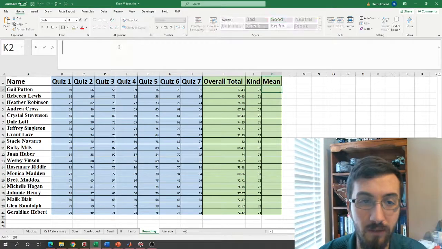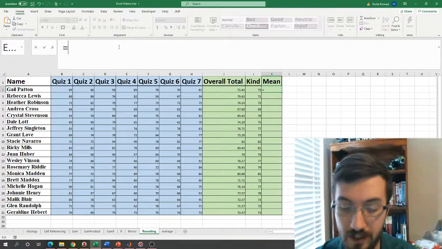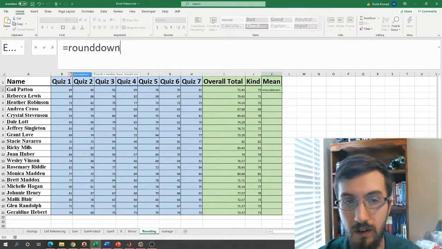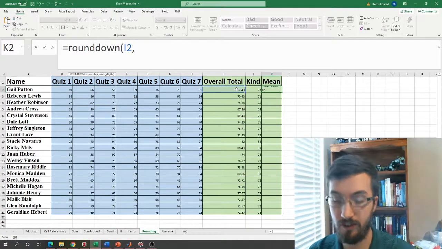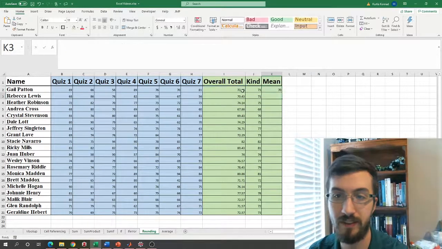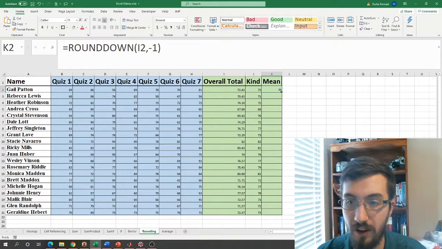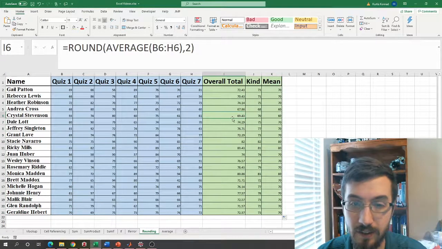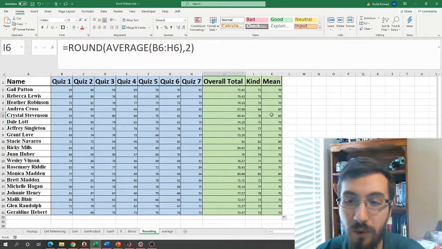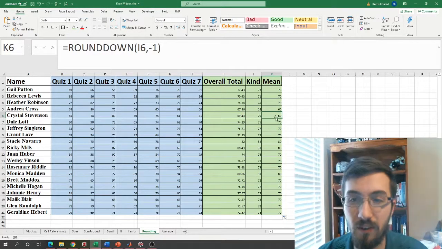But now, what if they want to be really mean? Right? They want to round your score down to the nearest 10. So the nearest 10 would be the -1 place. And so now you only get that 10 spot, which is really hurtful for some people like Crystal here, right? Who was at 69.43 and got rounded down all the way down to 60.